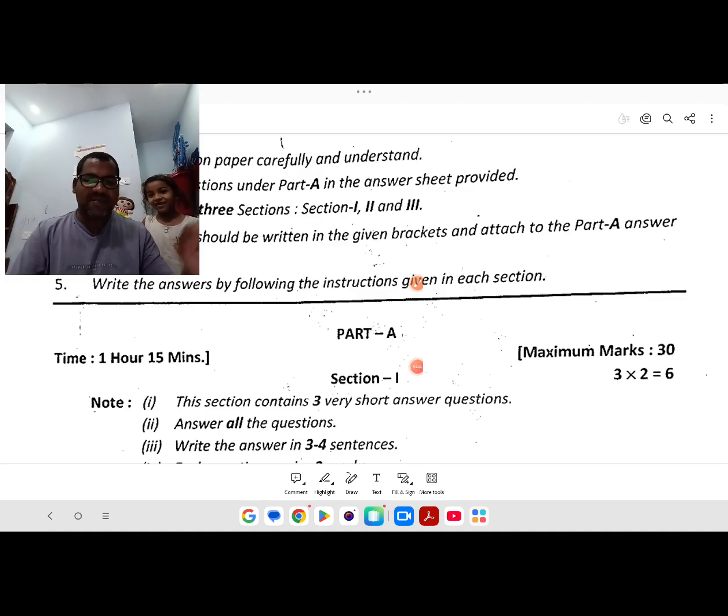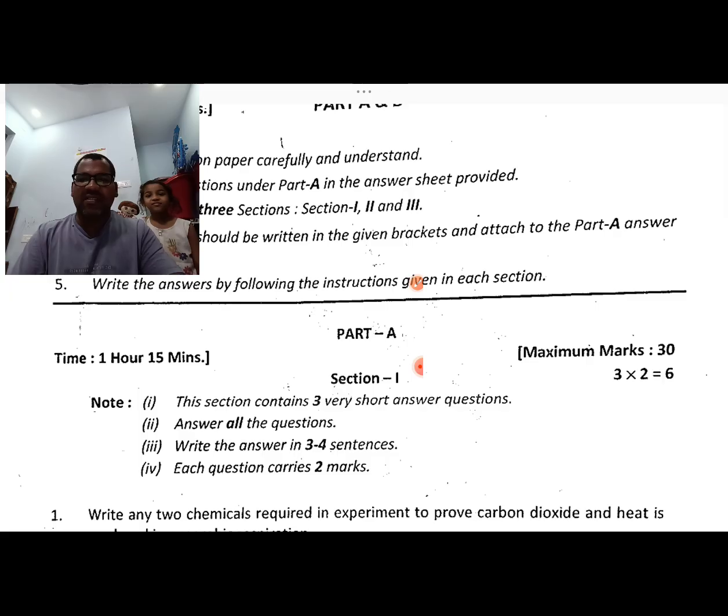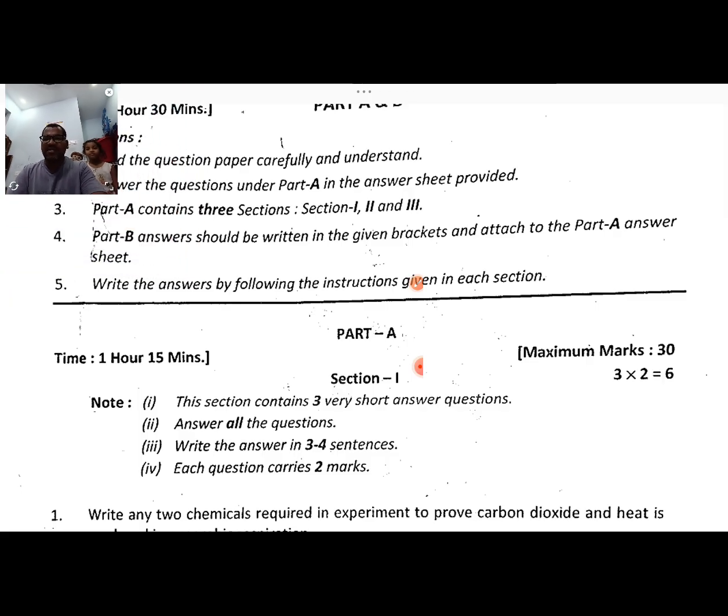Good morning, friends. Today we will discuss biology last minute checkpoints. Check these checkpoints before you go for the exam. Whether you have done all these checkpoints or not, please go through it once.